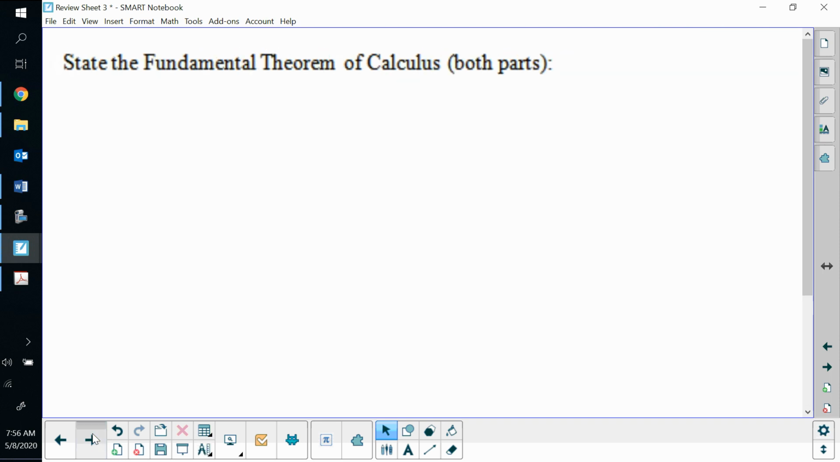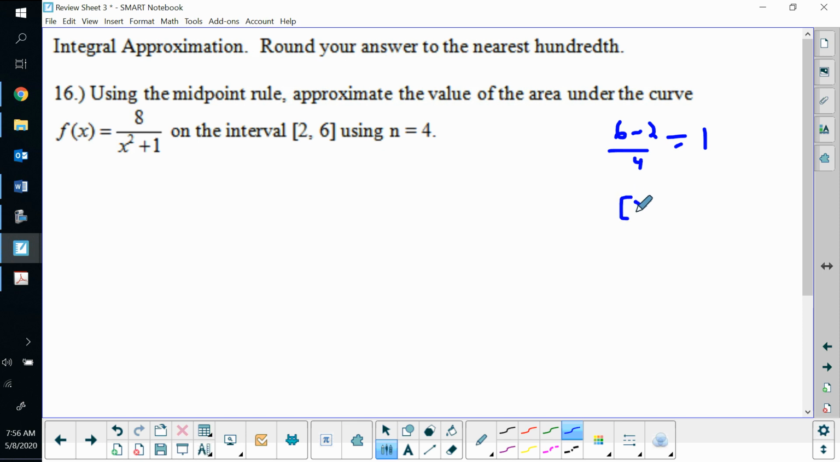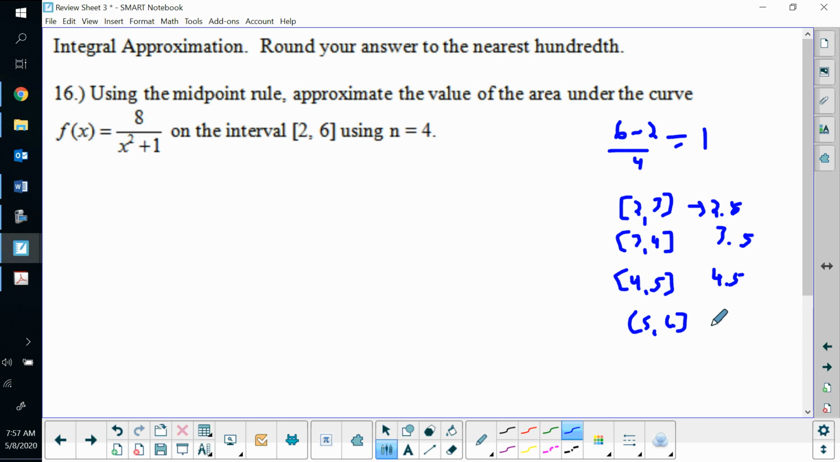All right, next we're going to look at 16. So we're going to do a Riemann sum with the midpoint rule, and n is equal to 4. So we first start out and find our width. So we'll have 6 minus 2 over our number of rectangles. That's 4 divided by 4, which is 1. So our intervals are going from 2 to 3, 3 to 4, 4 to 5, and from 5 to 6. So our midpoints of those are 2.5, 3.5, 4.5, and 5.5.